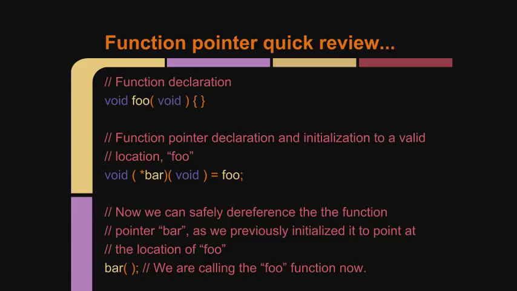Now on the bottom line, when I dereference the bar function pointer and make that function call, I'm actually calling the function that bar points at. We know that will be foo. So this last line of code is actually running the foo function.